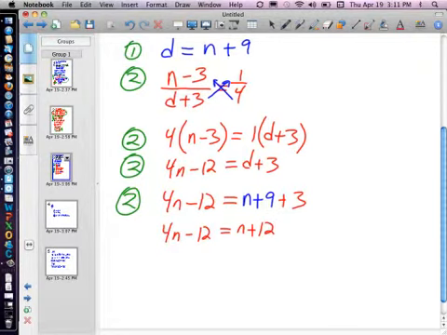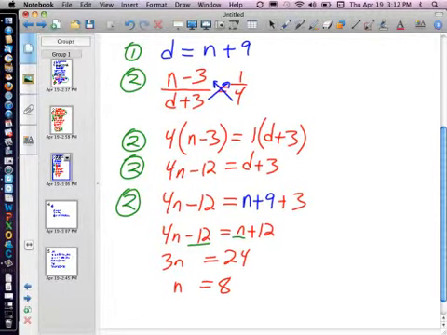Those 12s do not cancel out here. Don't be mistaken, because one of them is being subtracted, one of them is being added. I'm going to subtract n from both sides, leaving me 3n. At the same time, I'm going to add 12 to both sides. So I'm going to get 24. Okay, that was a double move there. So I subtracted this n, moved it over to the left, and then I added 12, moved it over to the right. So now we have 3n equals 24. We're going to divide both sides by 3. We think that the numerator of this fraction is going to be 8.